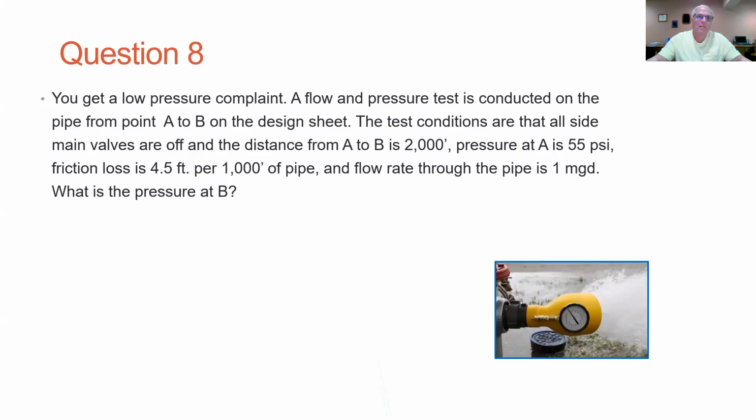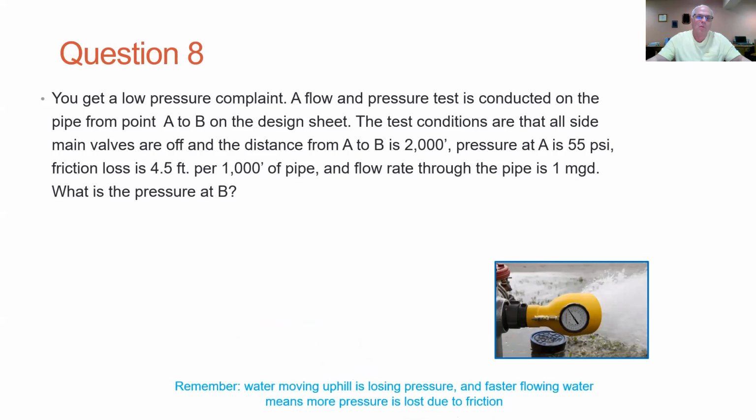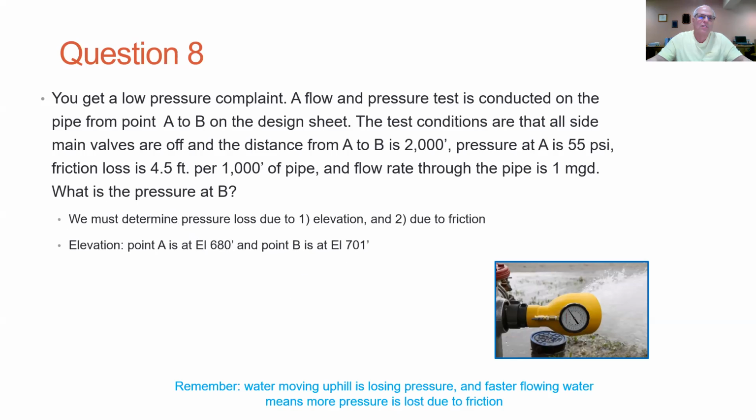So here's how I went about it. Remember, when water is moving uphill, it's going to lose pressure. And the faster water is flowing in a main means more friction loss, so it's going to lose pressure for that too. So there's 2 pressure losses you've got to calculate here and subtract it from the original. The original was 55 psi. So first determine the pressure loss due to elevation and then due to friction. So I went the elevation first. I looked on the map that I gave you and I saw that point A is at elevation 680 and point B is at elevation 710.